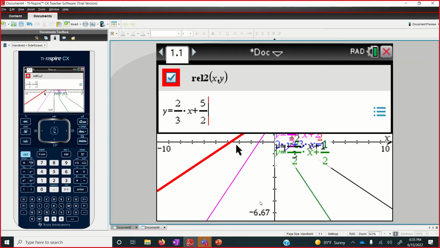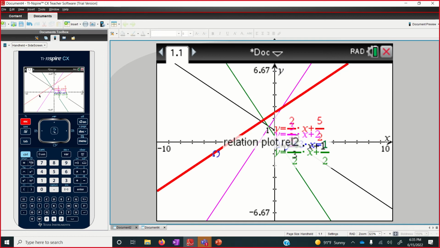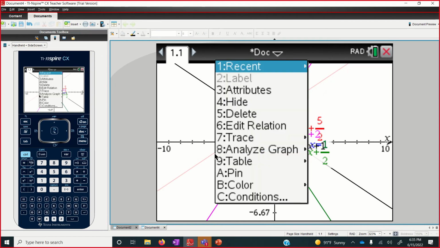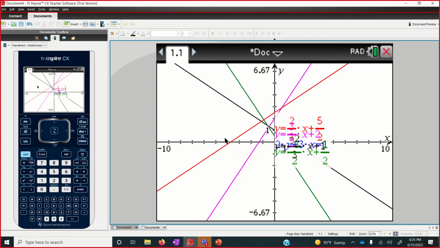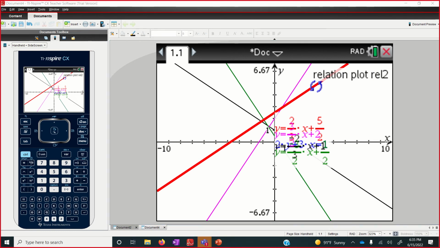Because theoretically, let me escape out of this. If I could move this line around, right? If I slid the line up this way, it's still going to have the same slope. It's still going to be perpendicular, even though the y-intercept's going to change. Does that make sense? Yeah, thank you. No problem. So it's just the slope we're paying attention to, not the whole thing.